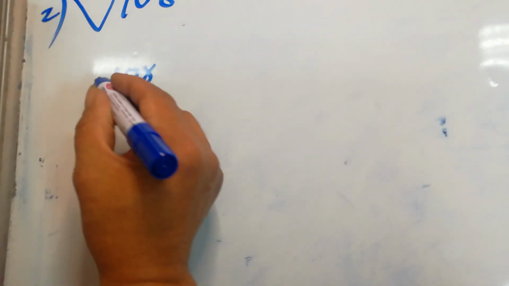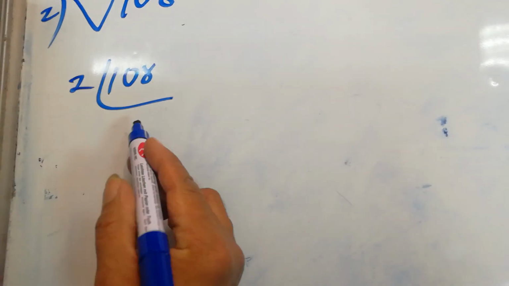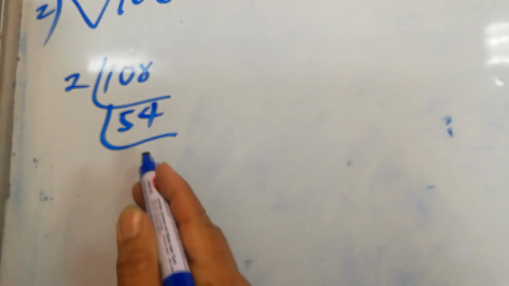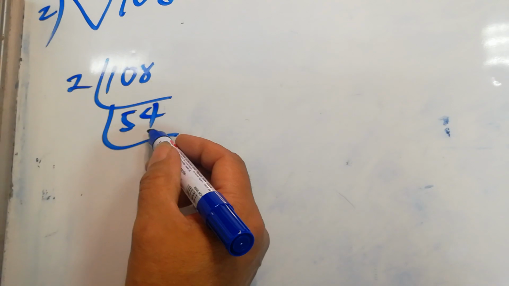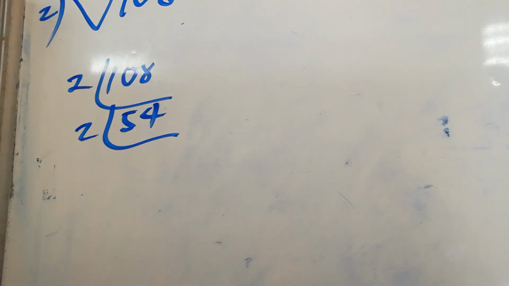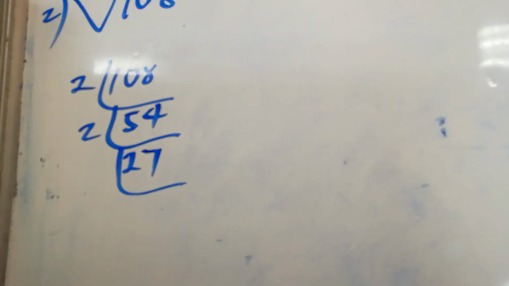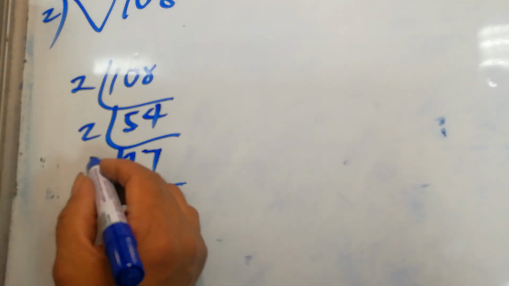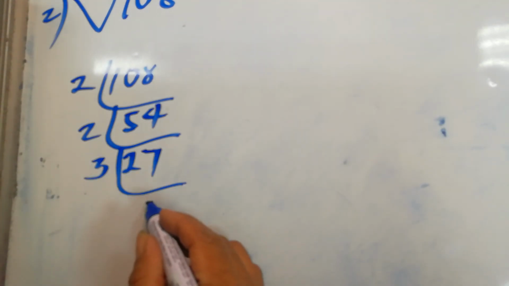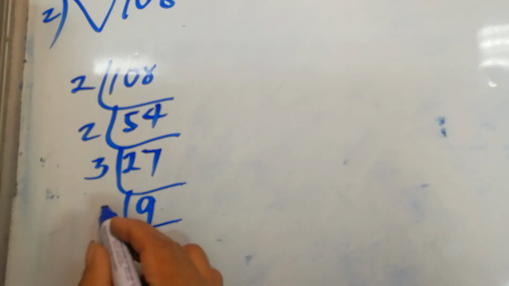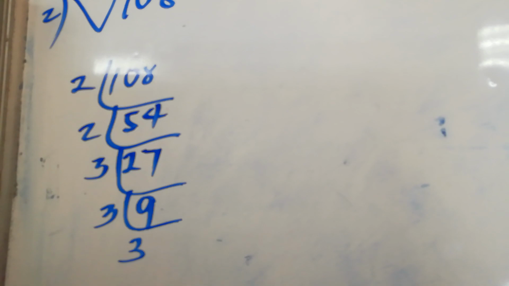108, since the last digit is 8, is divisible by 2. 108 divided by 2 is 54. Since 54 has the last digit 4, it is still divisible by 2, giving 27. Now, 27: 2 plus 7 is 9, divisible by 3. So, divide it by 3 to get 9. Then 9 divided by 3 is 3.